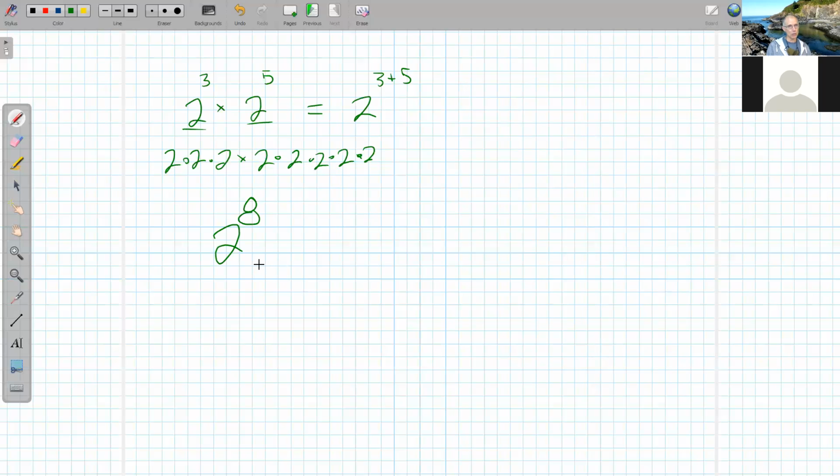Why can you add the powers? Because exponent means repeated multiplication. It's as simple as that. When we break it out, we get 8 2's, which happens to be 3 and 5 more. So we have this rule, multiplying by the same base leads to addition of powers.